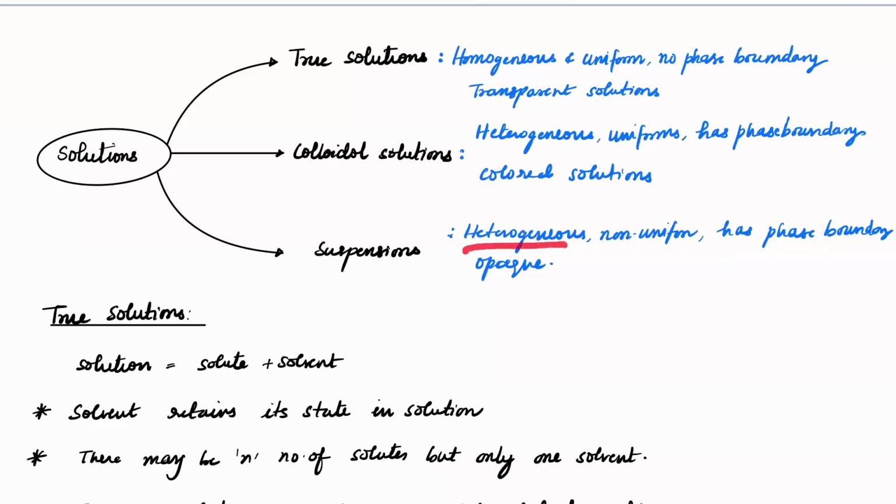If it is heterogeneous and non-uniform, that means it is not perfectly mixed and there is sedimentation happening, then we use the word suspension. Okay, clear? Usually colloidal solutions will always be colored. Suspensions are like half colored and half of the solution will be transparent because there is no uniform mixing.